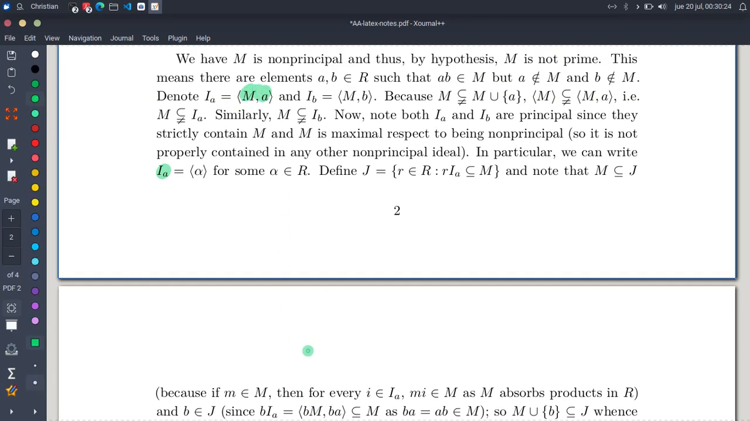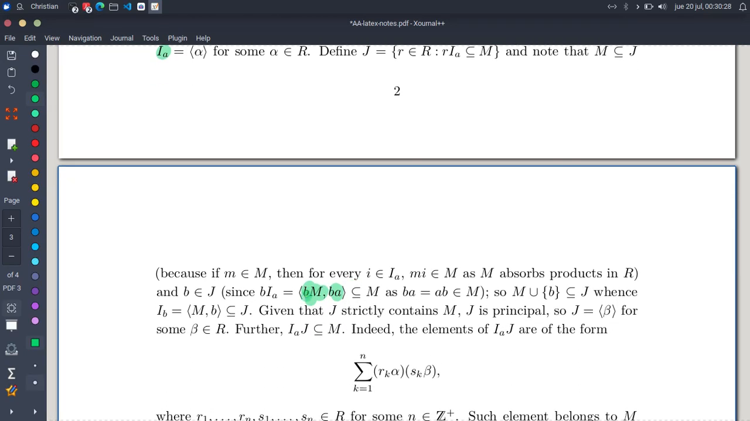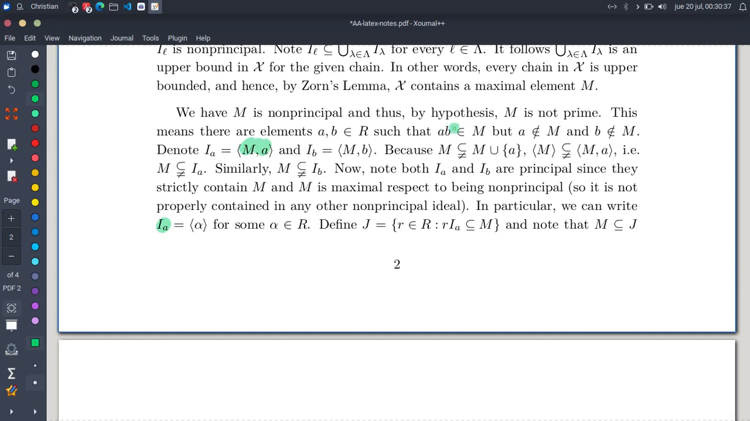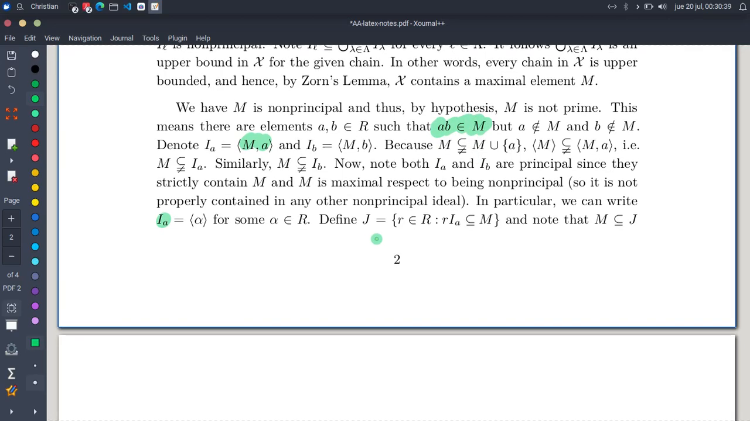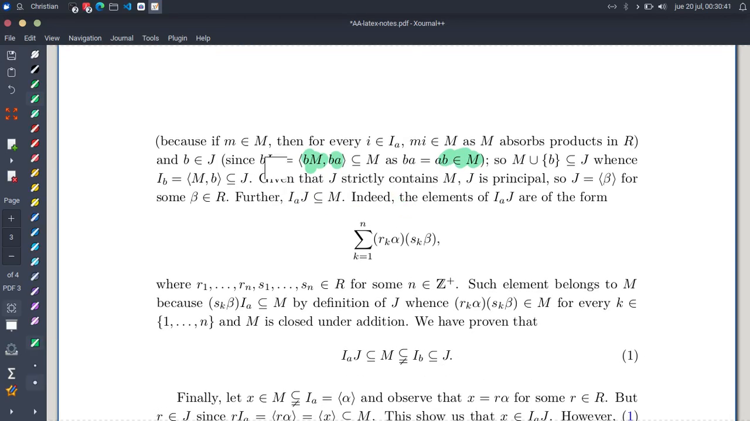the ideal generated by bM and ba. But bM is clearly contained in M, and ba equals ab, and that is an element of M because that is what we stated in here. And so we have that J contains both M and the singleton b. Therefore, J contains the ideal generated by this set. But the ideal generated by that set is I_B.